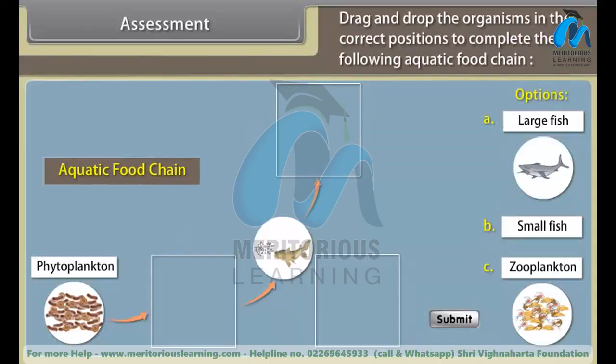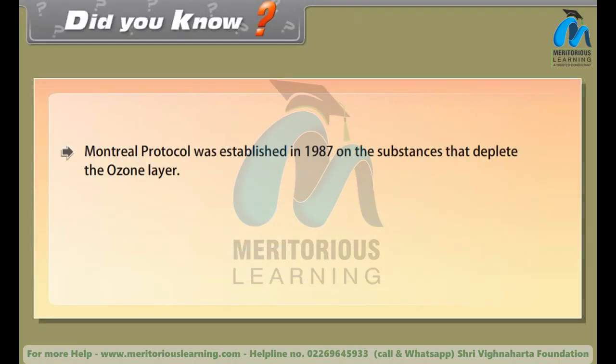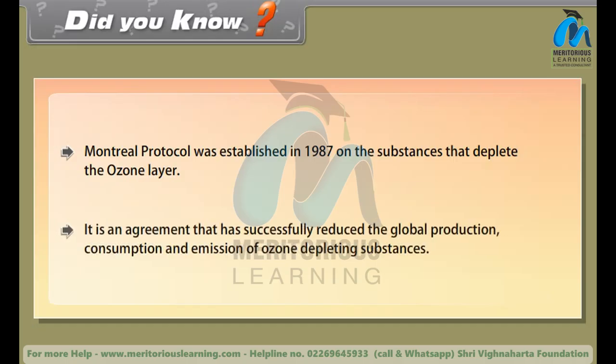Assessment. Time for an activity now. Drag and drop the organisms in the correct positions to complete the following aquatic food chain. Did you know? The Montreal Protocol was established in 1987 on the substances that deplete the ozone layer. It is an agreement that has successfully reduced the global production, consumption, and emission of ozone-depleting substances.